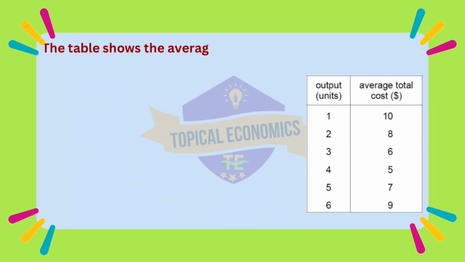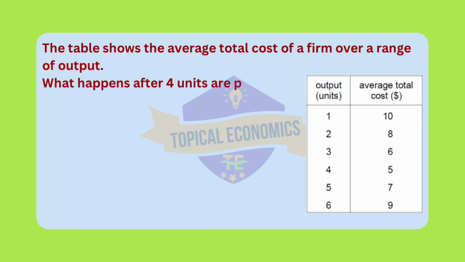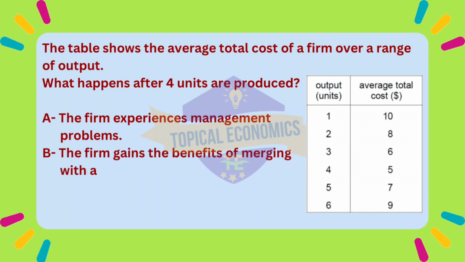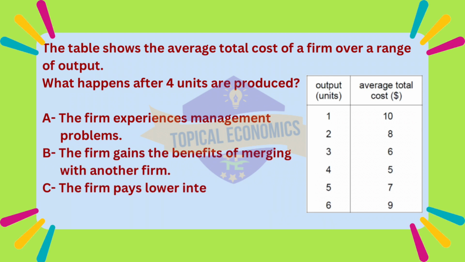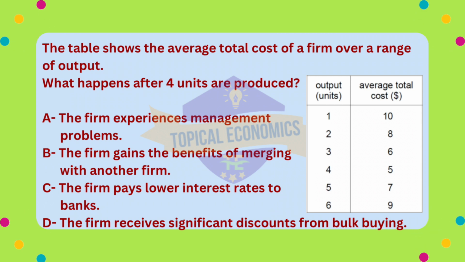Moving to question 7. The table shows the average total cost of a firm over a range of output. What happens after 4 units are produced? A. The firm experiences management problems. B. The firm gains the benefits of merging with another firm. C. The firm pays lower interest rates to banks. D. The firm receives significant discounts from bulk buying. Reference, 2021 October, November, version 2. The correct answer for this question is option A.